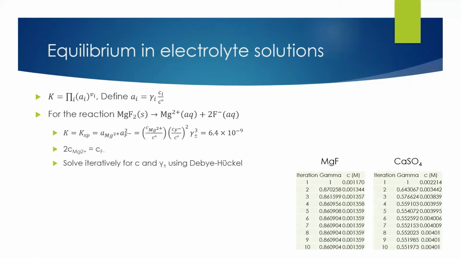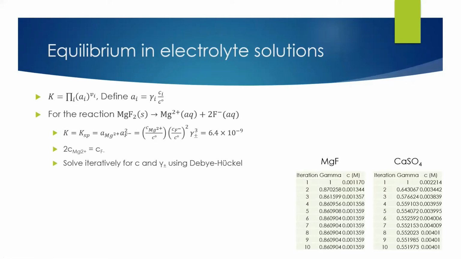So with this, we can come up with two equations. We can say that the concentration of magnesium is equal to X, some amount of dissolved magnesium, and the concentration of fluoride would be twice that, 2X. And then we have our activity coefficient here. So we have X times 2X squared, so 4X cubed, times the activity coefficient we don't know, cubed, is equal to the KSP. Again, the KSP can be measured experimentally through things like conductivity.